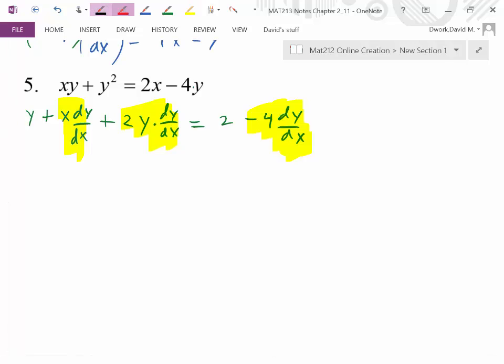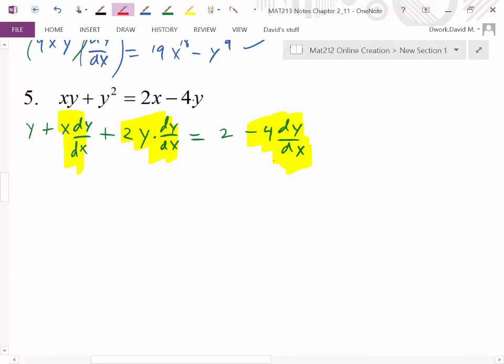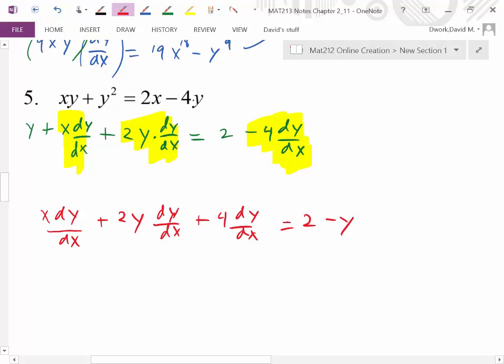So, as I said in the last problem, our goal is move all the dy/dx's to one side, move all the other terms to the other side. So I'm going to move my dy/dx's to the left, and then everything else to the right. So I'm going to add the 4 dy/dx's over and subtract the y all in one step. So that should give me what? x dy/dx plus 2y dy/dx plus 4 dy/dx is equal to 2 minus y.